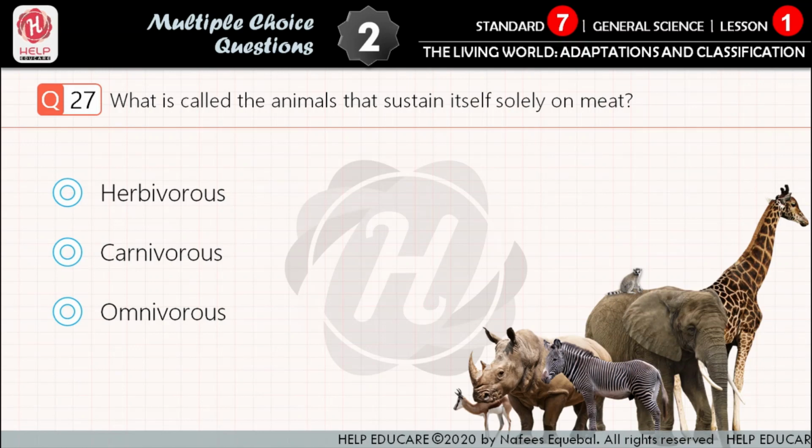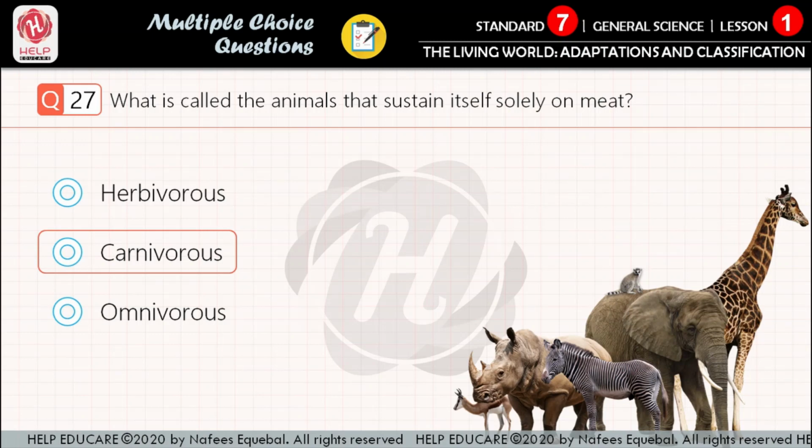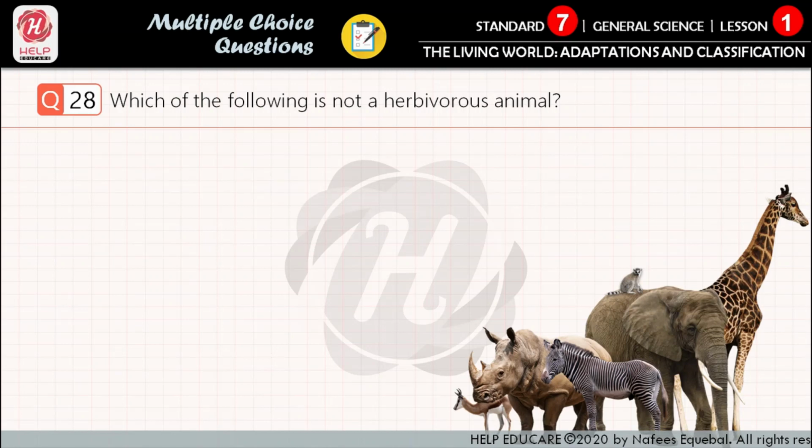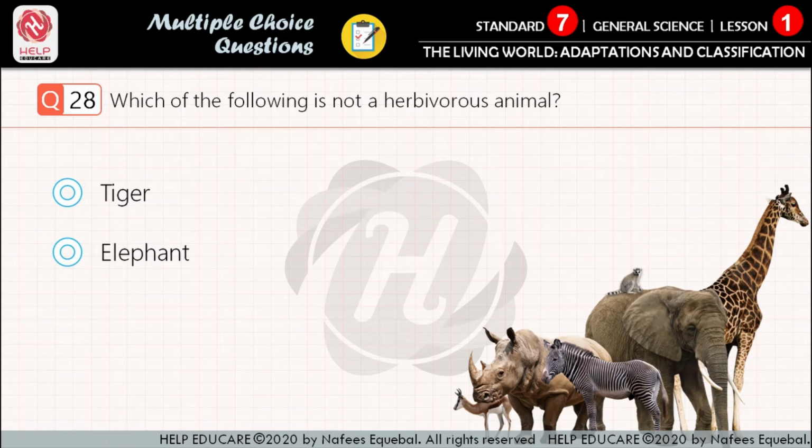Correct answer is, carnivorous. Question number 28. Which of the following is not a herbivorous animal? First option, tiger. Second option, elephant. Third option, cow. Fourth option, horse.